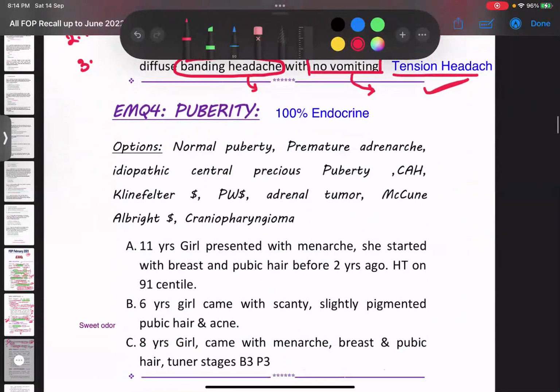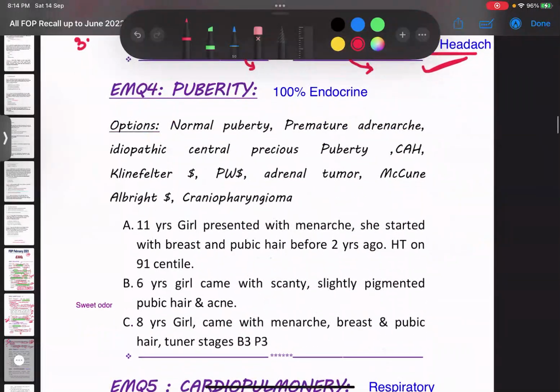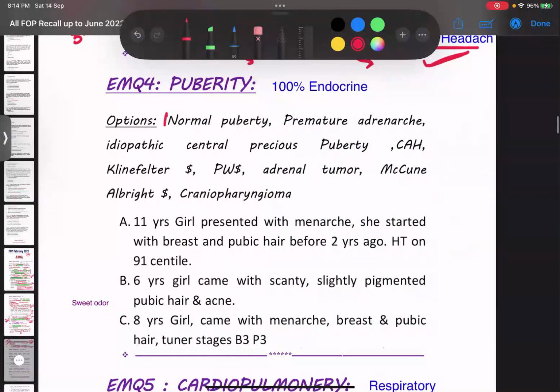May Allah bless you. Next one, puberty. This is a very, very important question. I think last time also they told me a lot of questions came from puberty. Puberty we have studied in the endocrine system. If you don't remember, it is one topic which is sometimes a bit difficult. Okay, so let's see. So they have normal puberty, premature adrenarche.